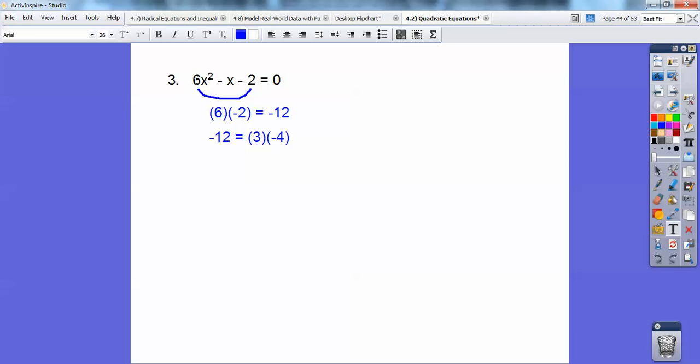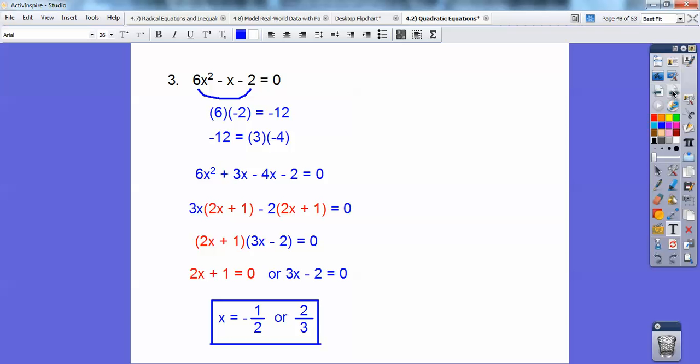So I'm going to rewrite this polynomial, 6x squared minus x minus 2, and replace this negative x with plus 3x minus 4x. And then what I can do is factor it by grouping. See, there's my negative x right there. I'm going to group these two guys together and pull a 3x out. And then I'll group the other two guys together and pull a negative 2 out. And you have a common factor of 2x plus 1. So pull the 2x plus 1 out, and you're left with the blue stuff. Then you can set those factors equal to 0 and solve.